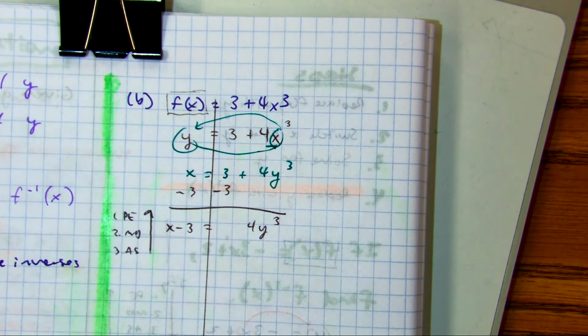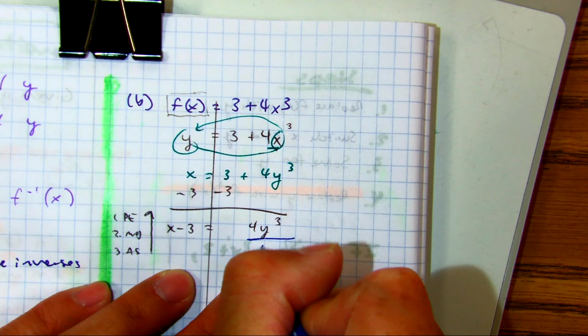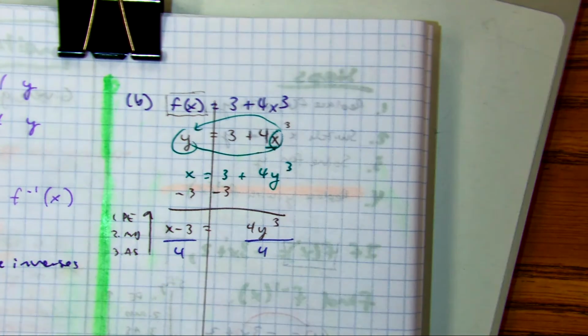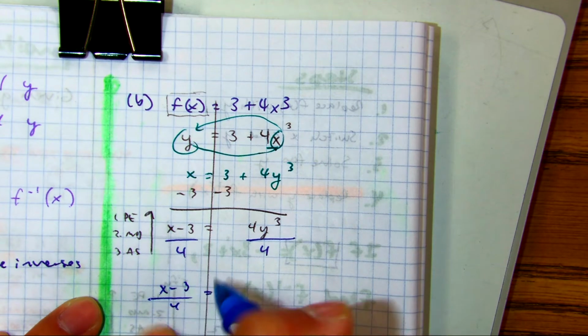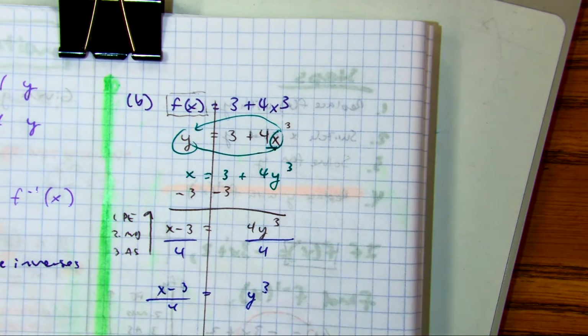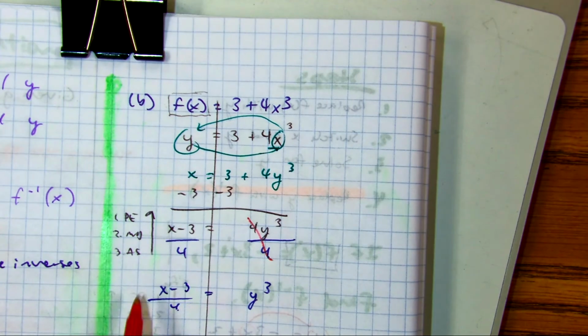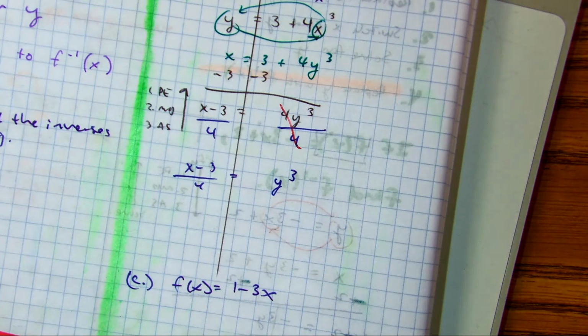Fabio? Divide by 4 on the right side. What do we got? X minus 3 over 4 equals y cubed. I'm not going to do anything about separating the fraction. There's kind of no purpose to do that. Sometimes we like to keep them together. Fabio, keep going.